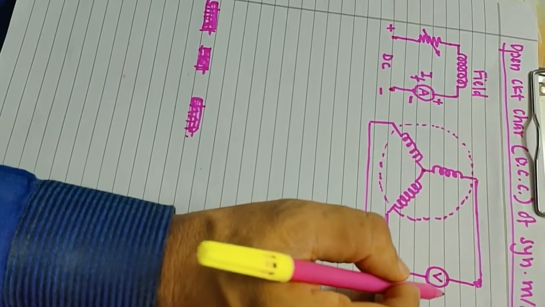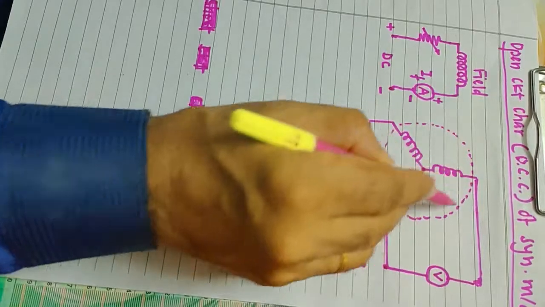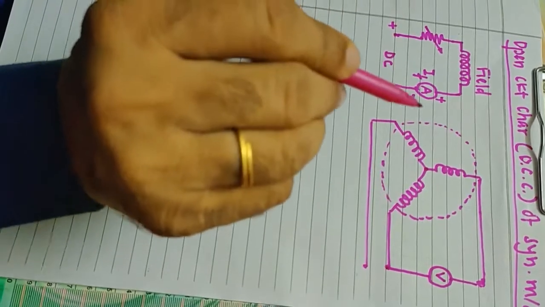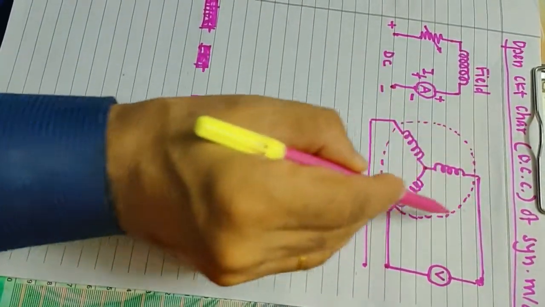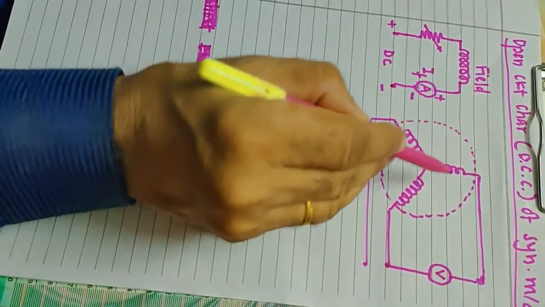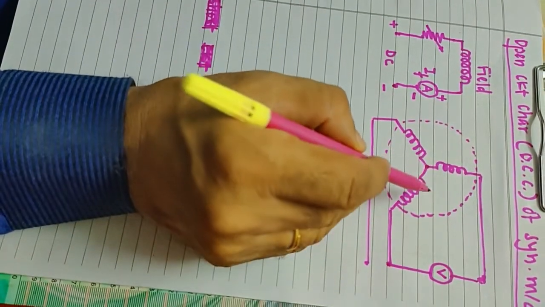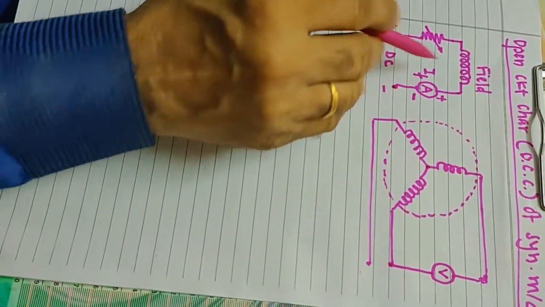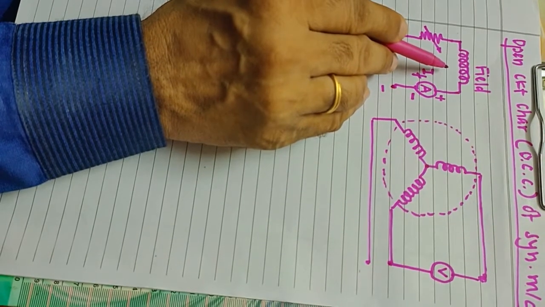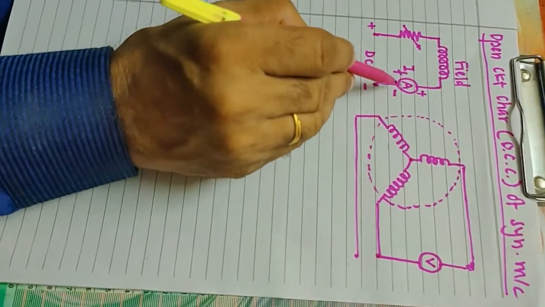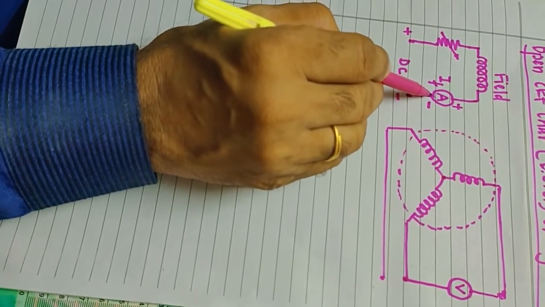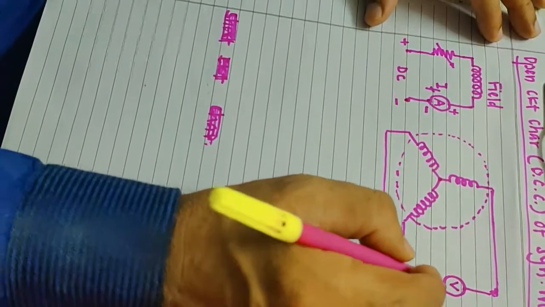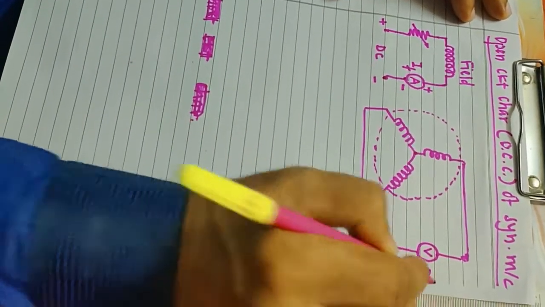First of all, rotate the synchronous generator with the help of a prime mover at its rated synchronous speed. Then increase the field current and read the excitation current IF and the armature voltage EF. This reads EF.